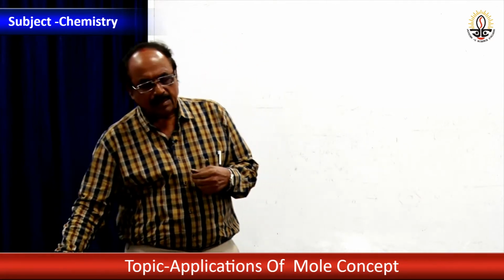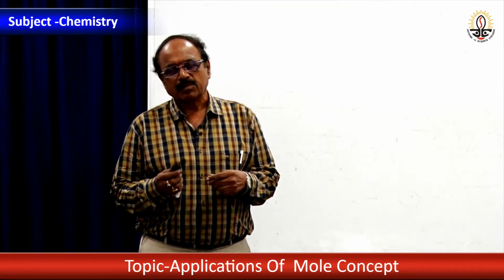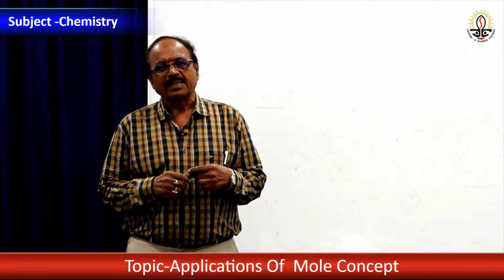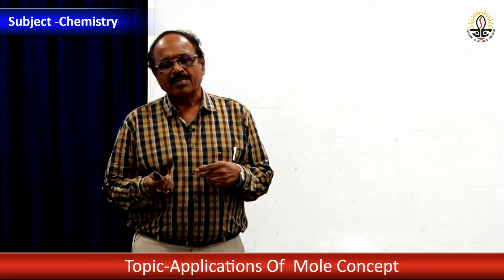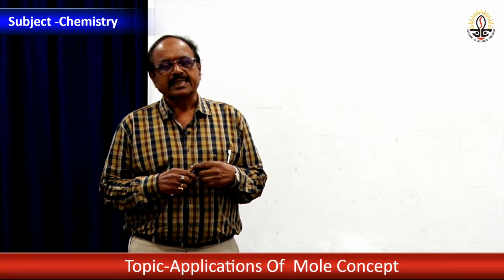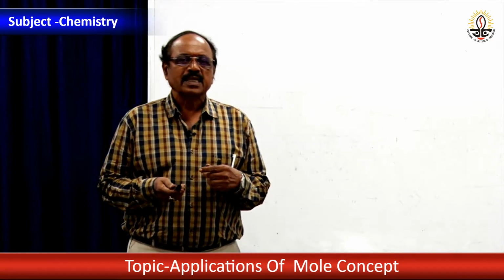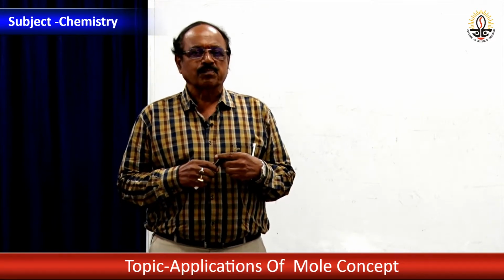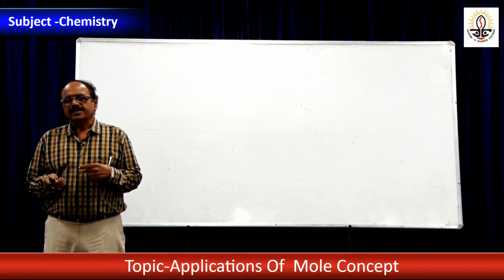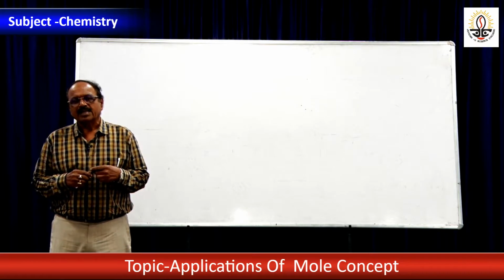Taking this, I have proved that since 1 gram atom of an element contains 1 Avogadro number of atoms, therefore mole is 1 gram atom of the element, that is 6.02 into 10 to the power 23 number of atoms. 1 gram molecular mass of the substance contains 1 Avogadro number of molecules. Therefore mole is equivalent to 1 gram molecular mass of the substance or 1 Avogadro number of molecules.